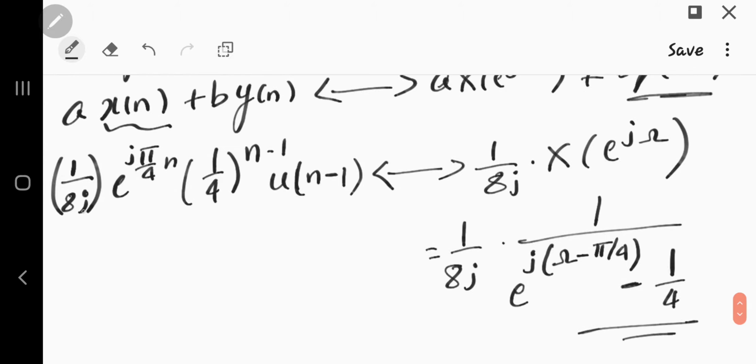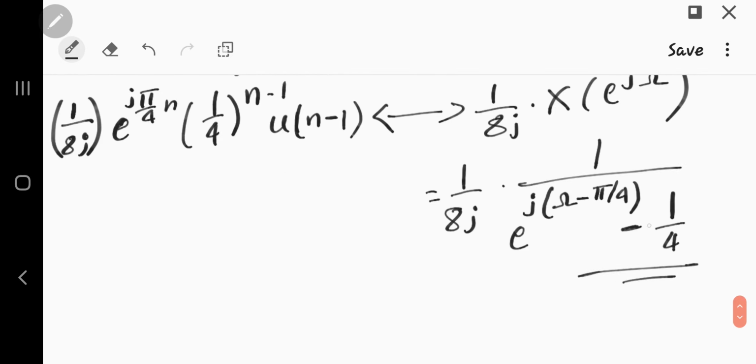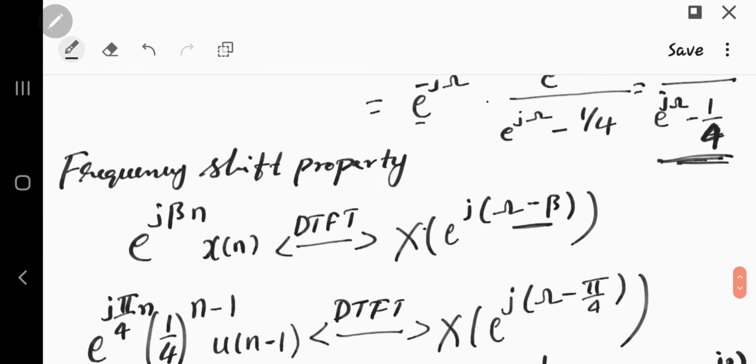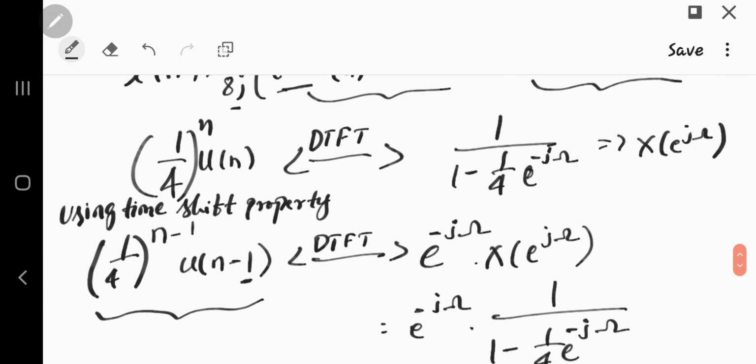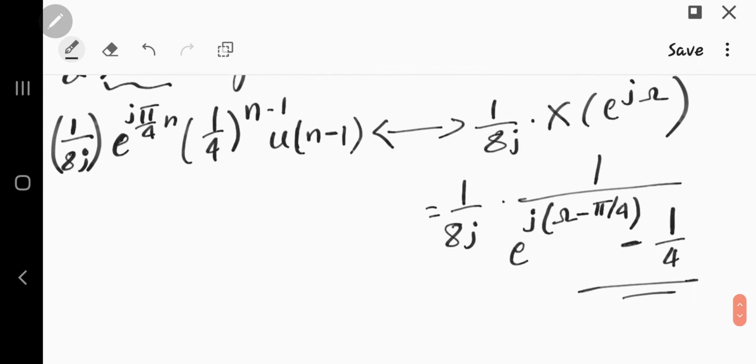Now if you observe this, for 1/8j e^(jπ/4 n) (1/4)^(n−1) u(n−1), this entire term has X(e^jω) as 1/8j times 1 by e^j(ω−π/4) minus 1/4. In the same way, if you go to the next part of the signal, that is this term, these two are alike. 1/8j is multiplied to this term as well, but the only difference is that in place of j we have minus j. That means we have to slightly modify this one.